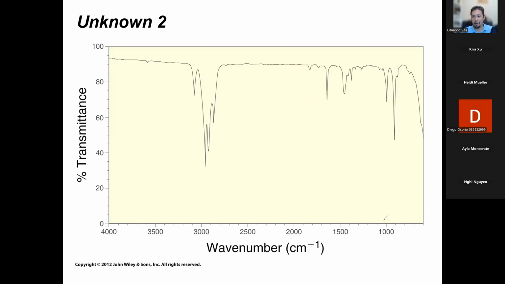Do we see a carbon-oxygen ester or ether bond here, like a very strong but not as intense signal, maybe like that? We also don't see that. So we're not really seeing anything, right? So what is most likely this molecule? I'm going to say a hydrocarbon. It's a hydrocarbon, right? Now, is it an alkane? Is it an alkene? Or is it an alkyne?